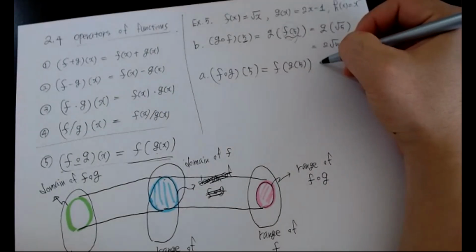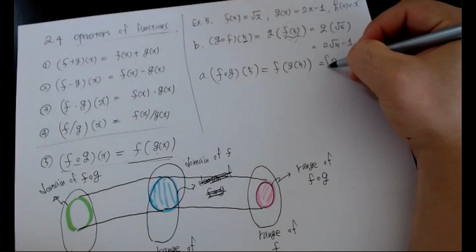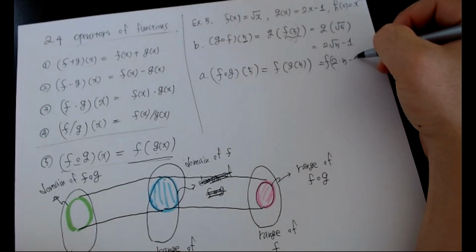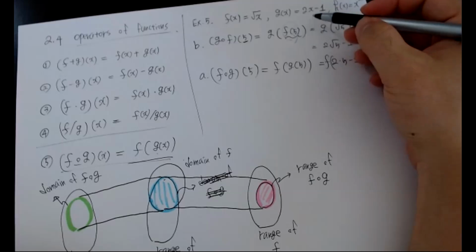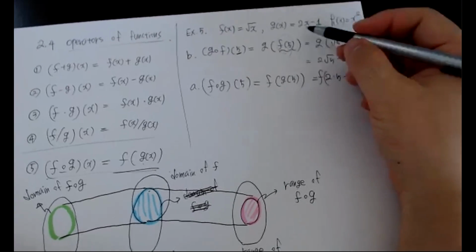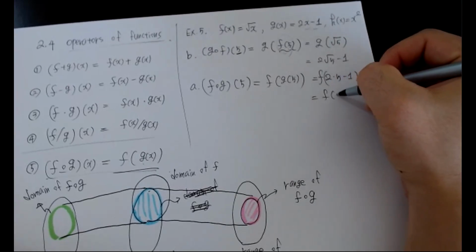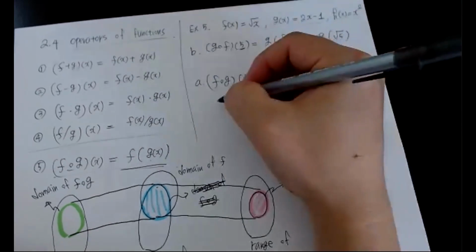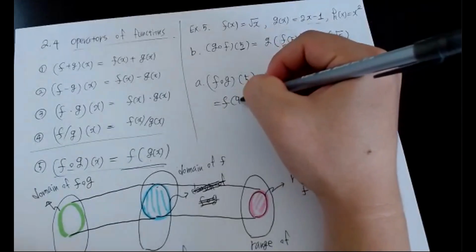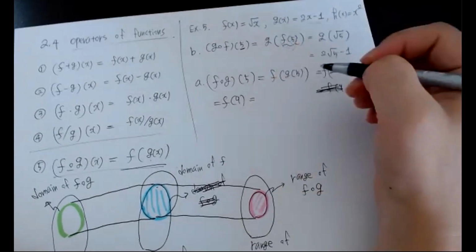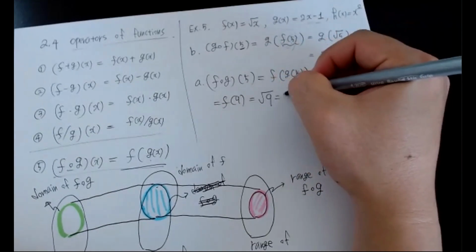So g of 5 is what? This is f of 2 times 5 minus 1, is it? Because I plug 5 into the equation of g, which is 2 times 5 minus 1, which is 9, right? Okay, so this is f of 9. So f of 9 is what? The square root of 9, which is 3, right?